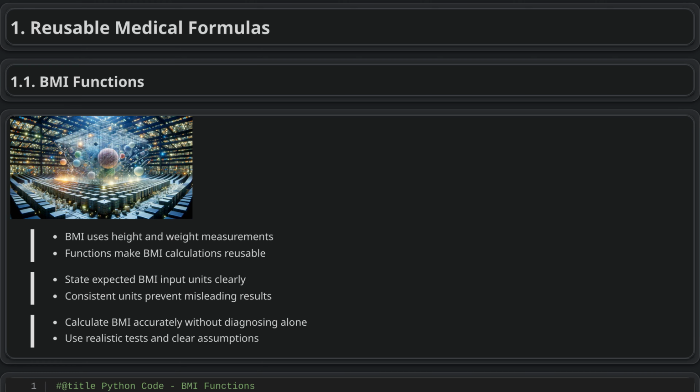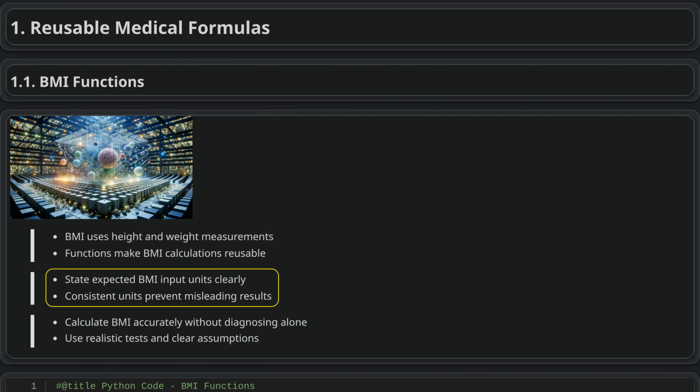Reusable medical formulas, BMI functions. BMI, or body mass index, is a simple measure based on height and weight, commonly used in health screening and education. Writing the BMI calculation as a Python function makes it reusable for checkups, studies, or other workflows. This keeps the calculation separate, clear, and consistent across applications.